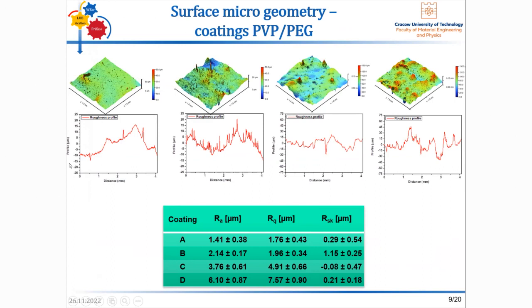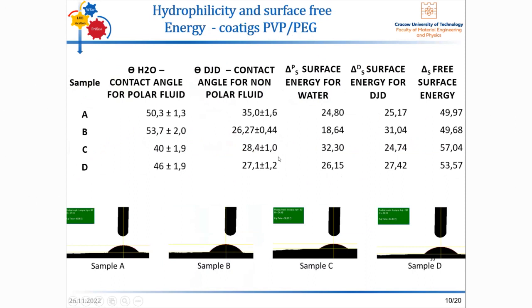Here, as we can see, the surface is smooth in the case of pure polymer coatings. When we add the hydroxyapatite and collagen, the roughness increases, and it's the highest for the sample which contains 15% of hydroxyapatite. Another parameter for the coatings is the contact angle. Here we are also always below 90 degrees, so the biomaterials have good properties. They are hydrophilic because the contact angles are below 90 degrees, and this is what we expect biomaterials to have.